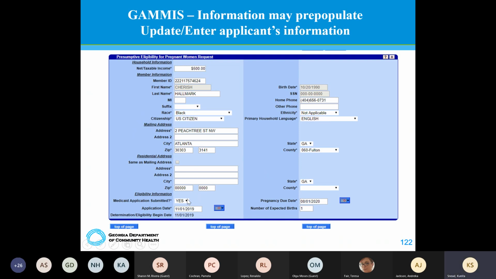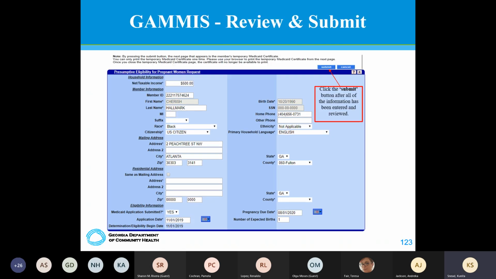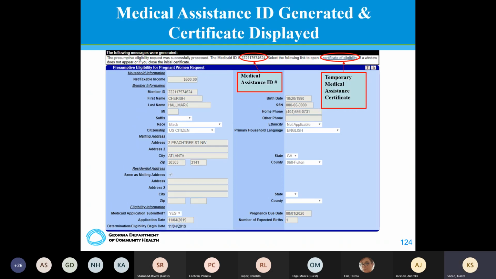Down here, this should always be a yes for a Medicaid application submitted, and then the application date. You're going to put what the pregnancy due date is and how many she is expecting. Once you review that information or enter it in, you're going to press submit. Once you press submit, if they did not have an ID number associated with them, it will be populated right here. And then the temporary certificate will be populated right here.